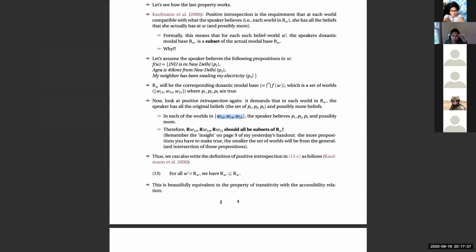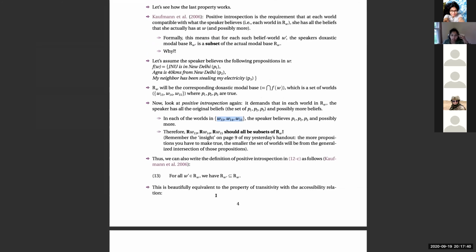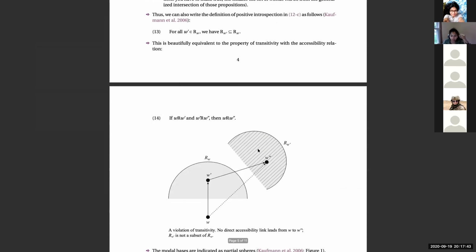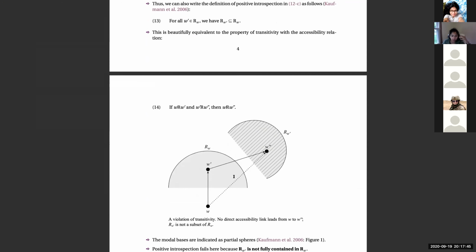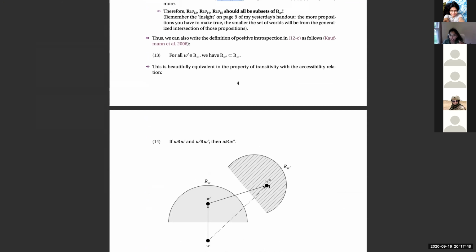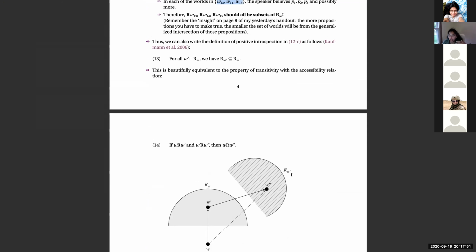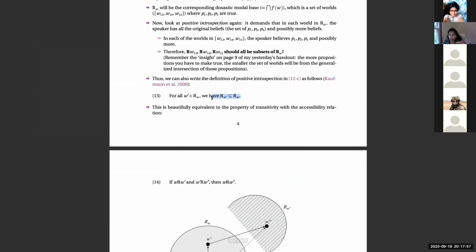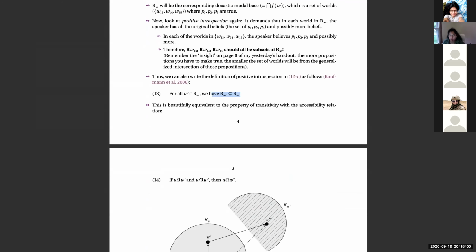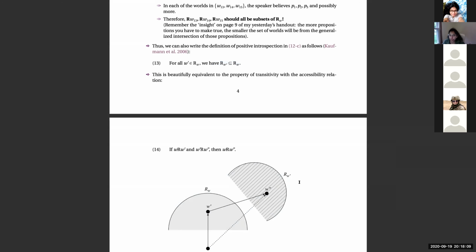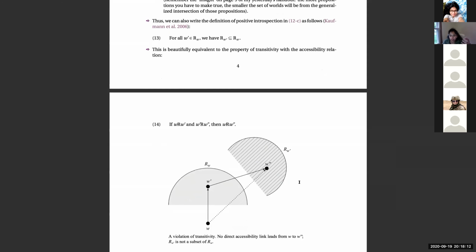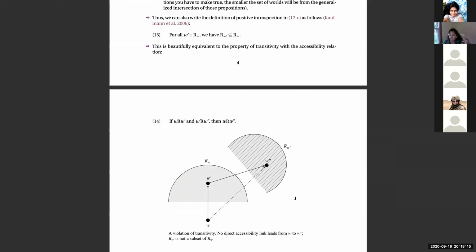And this you can see is beautifully equivalent to the property of transitivity with the accessibility relation. Okay, so I don't know if people have questions about this, but I will try to move on. Here is a nice diagram from Kaufman that I have here. Basically, the idea is there is a world, this RW prime is not properly contained within RW, which you said you wanted here. At least you have one world which is not inside RW here. So it violates the property of transitivity, so there is no accessibility link between these things. And so the positive introspection doesn't hold.